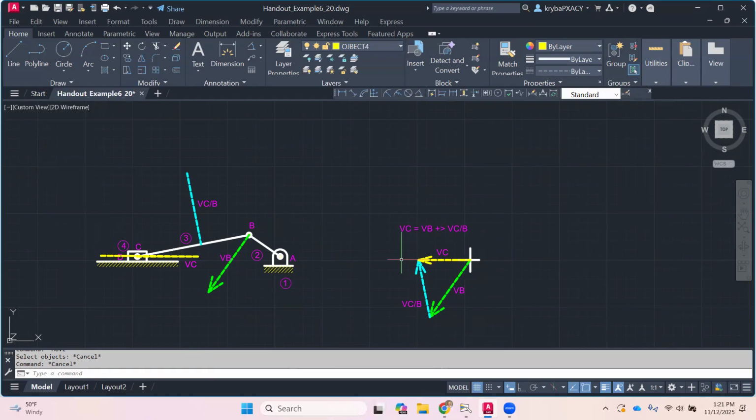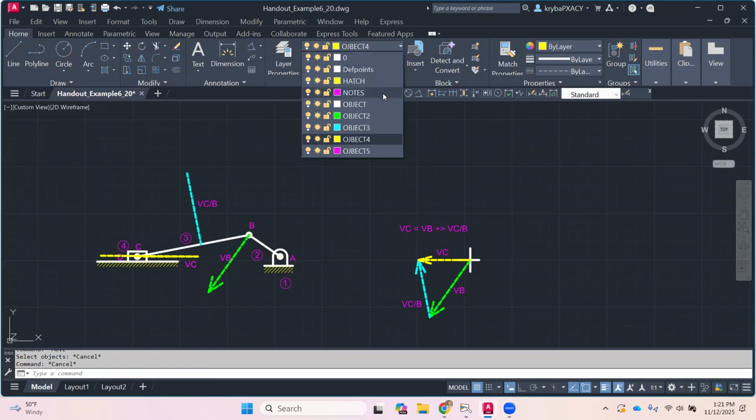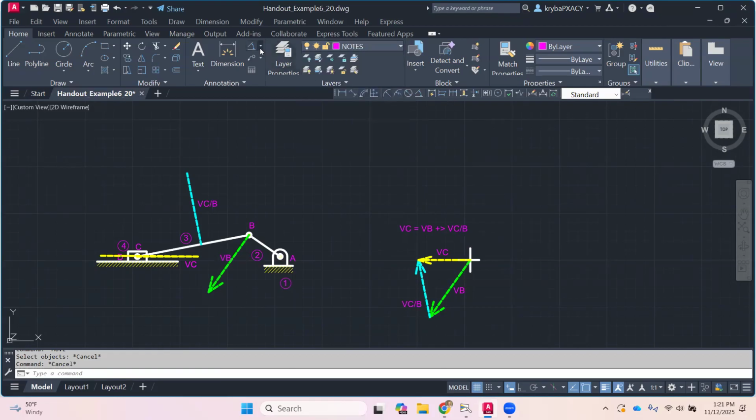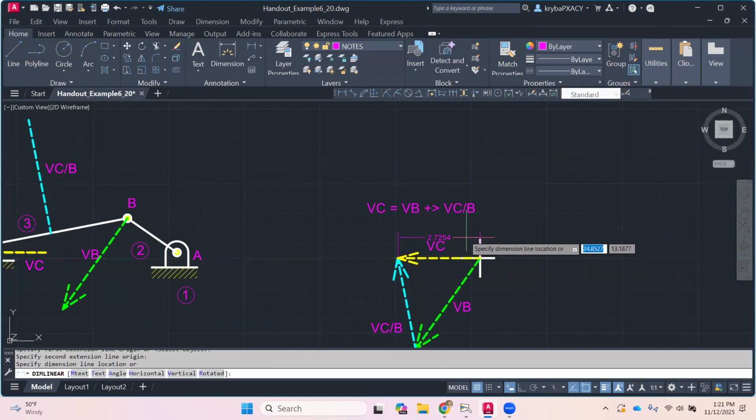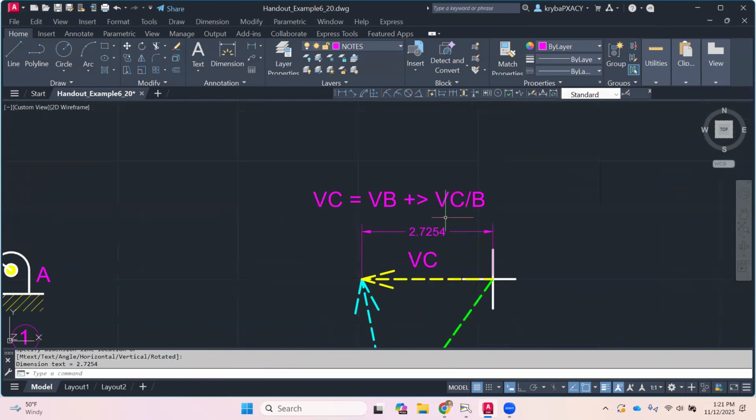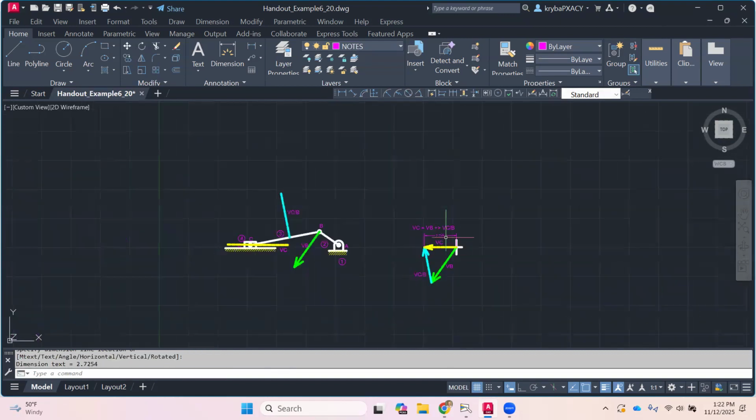How do we get the magnitude? We need to find the magnitude of the velocity of vector C. How are we going to find that? Measure or put a dimension on it, right? Make sure you actually add a dimension. So you want to go to your notes or dimension layer. We are going to add a linear dimension, and from endpoint to endpoint, you're going to add in a dimension showing how long it is.